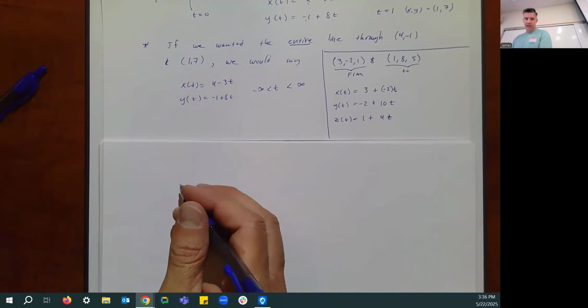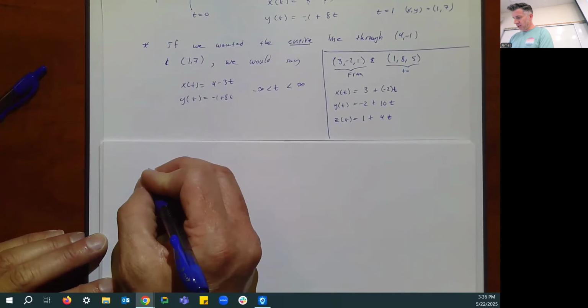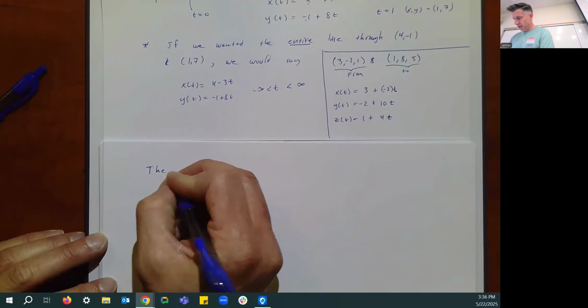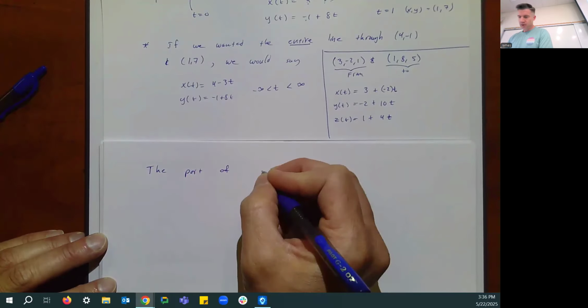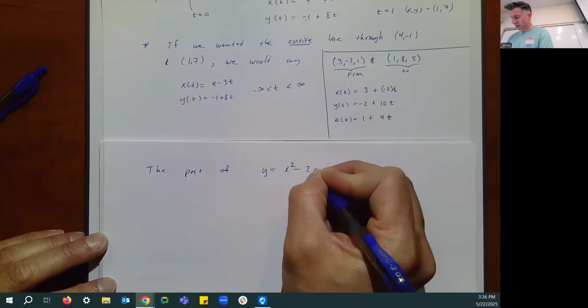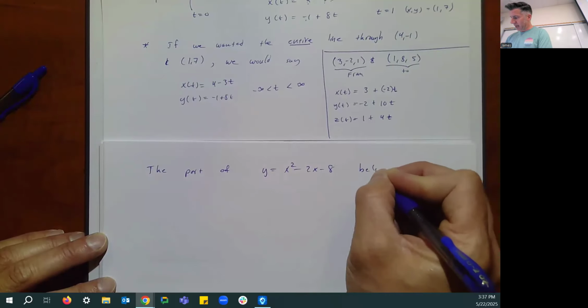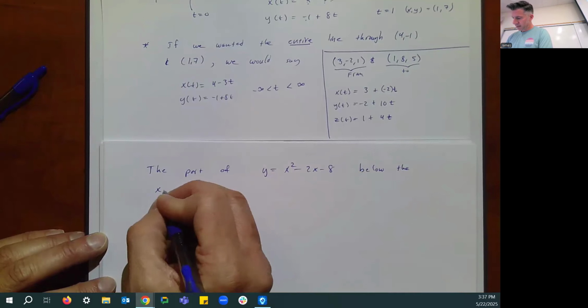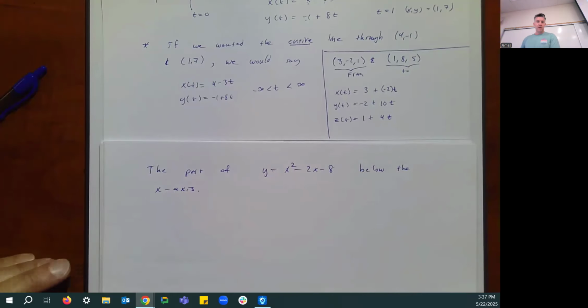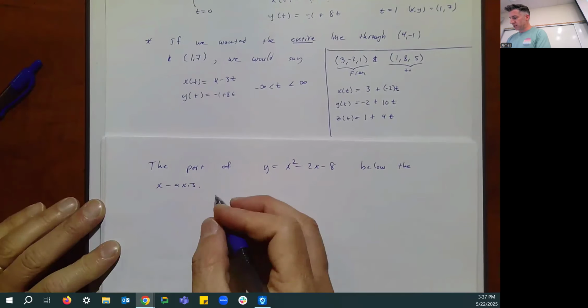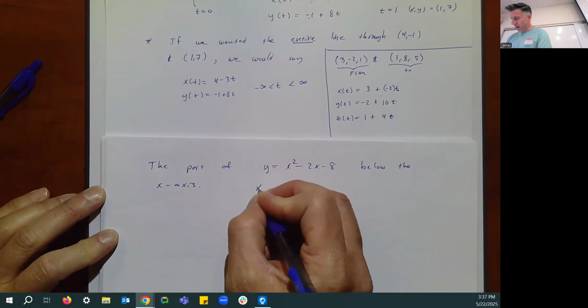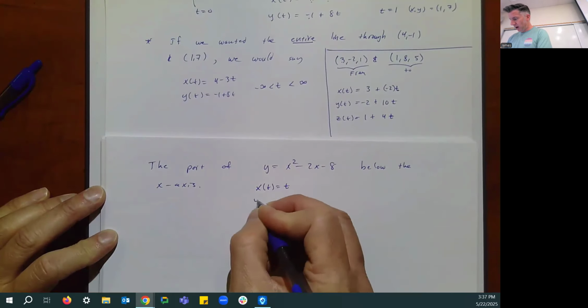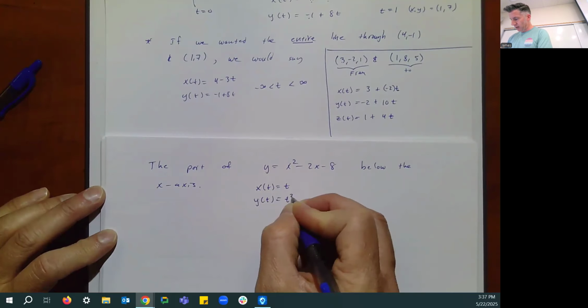So a couple more, and then we'll get to the calculus parts. So let's say we want to parameterize the part of y equal to x squared minus 2x minus 8 that is below the x-axis. Okay, well, there's a really easy way to parameterize things. You let x be t and you let y be the function with t's in it. That's almost always going to work. So one way to do this is to say our parameterization is x of t equals t and y of t equals t squared minus 2t minus 8.